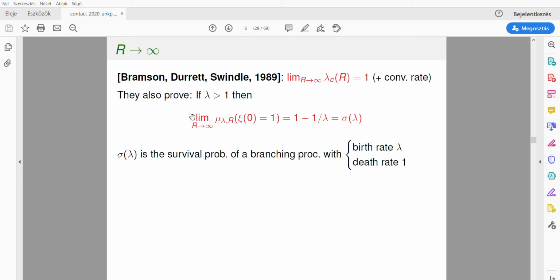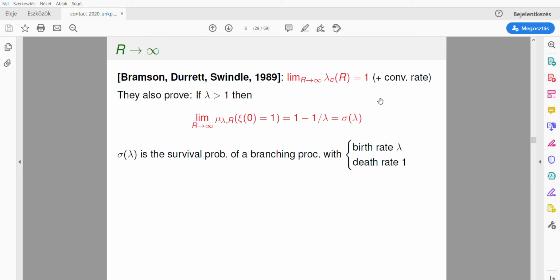What they show is that as r goes to infinity, this converges to 1 minus 1 over lambda, which for simplicity we are going to denote by sigma lambda. Note that this sigma lambda is positive if and only if lambda is strictly greater than 1. So if lambda is greater than 1, then asymptotically the density of infected sites under the upper invariant measure is this positive number, sigma lambda.